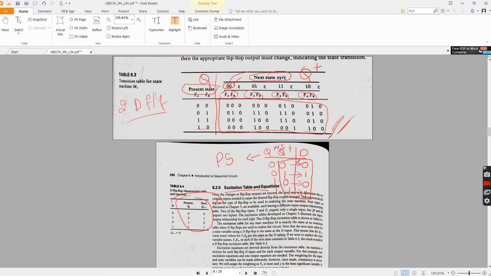Let us explain this for the D flip flop. What is the present state? Q is 0 now. What is the next state, Q plus? First row, first column: I will compare this FA with the second column FA, again compare it with the third column FA, and then with the fourth column FA.